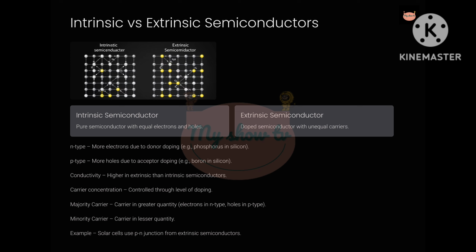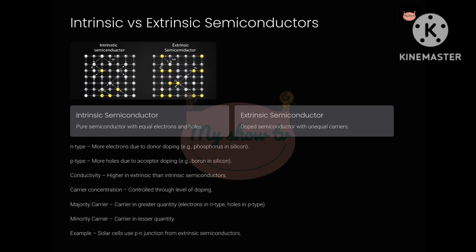If we add atoms with more electrons than silicon, like phosphorus, we create an N-type semiconductor, where electrons are the majority carriers. The minority carriers are holes. Conversely, if we add atoms with fewer electrons, like boron, we create a P-type semiconductor, where holes are the majority carriers. The level of doping controls how many charge carriers are available, directly affecting how well the material conducts electricity.